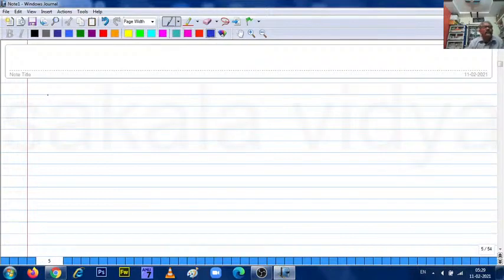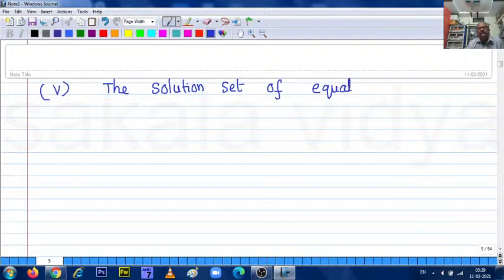Next, fifth question. The solution set of the equation x square plus x minus 2 is equal to 0. So first solve this quadratic equation. This is called a quadratic equation. The solution set itself should be written in roster form. So that means first of all we need to solve this equation.